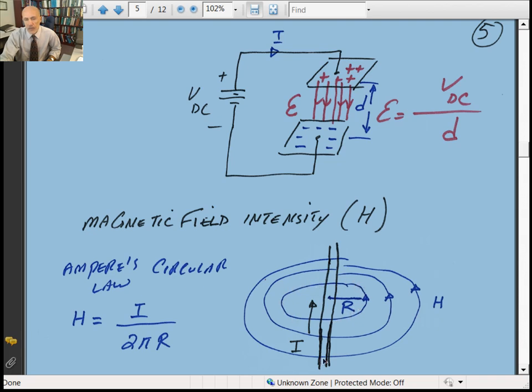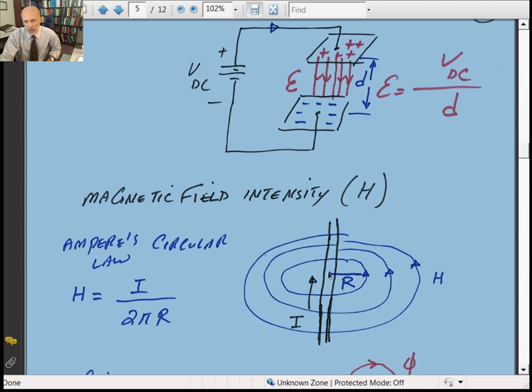It's a closed loop. So if you take a piece of conductor like this that is carrying a current I, in this case let's say it's a DC current, a constant current, you use the right-hand rule. Put your thumb in the direction of current flow, and your fingers wrapped around give you the direction of the magnetic field intensity H.